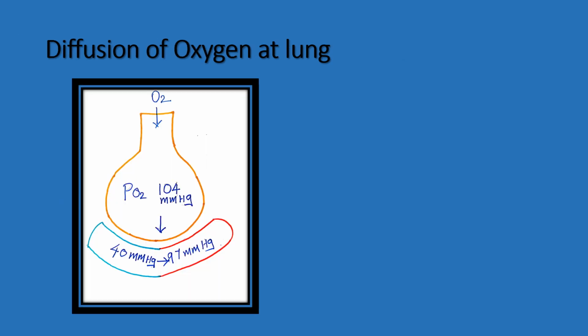Diffusion of oxygen at lung level: the alveolar PO2 is 104 mm mercury. At the pulmonary capillary, the pressure is 40 mm mercury, so the pressure gradient is more, about 64 mm mercury. So the oxygen is transported from the alveoli to the pulmonary capillary through the respiratory membrane.